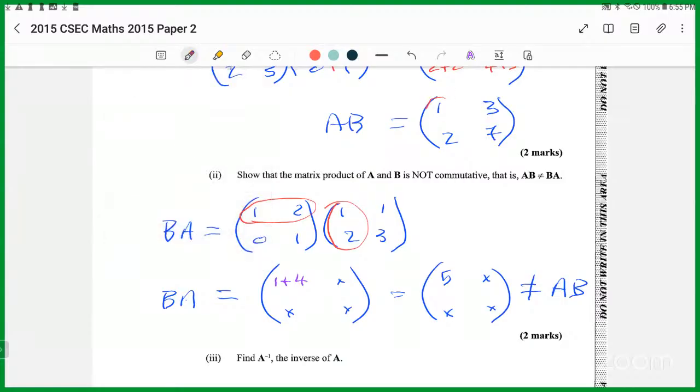So this and this are not equal. You put up here 5 not equal to 1, so the examiner can see it. Something like an indicator so the examiner can see it.